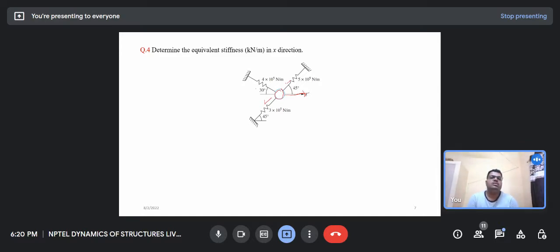So can you calculate the equivalent stiffness of the system? 12 into 10 power 5 Newton per meter. Okay, has anyone calculated? 12 into 10 power 5 Newton per meter. Yes, I hear your answer. Some other students, have you calculated or not? I am waiting for them.